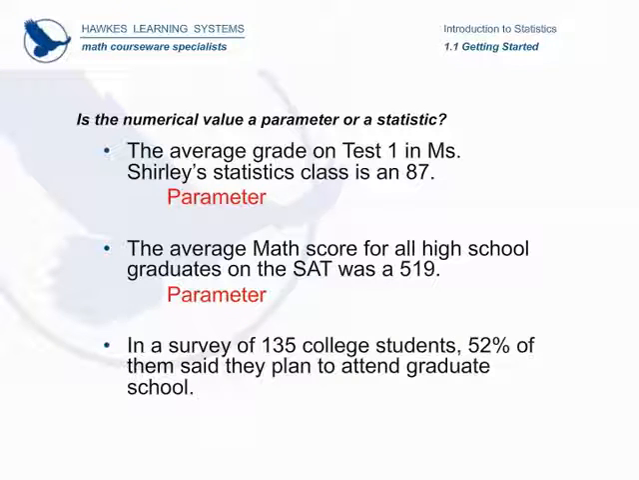In a survey of 135 college students, 52% of them said they plan to attend graduate school. That would be a statistic. So we see a parameter is in regards to a population, and a statistic is in regards to a sample.